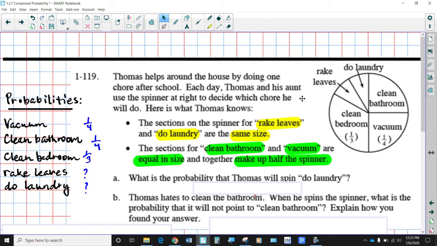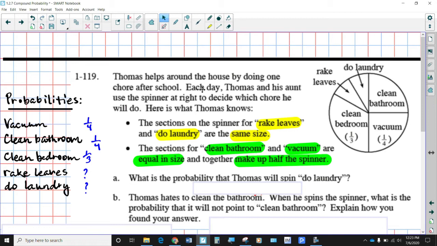I'm going to have you pause the video and please recreate this. This is like a spinner, okay? And it's got different sections. I'll read this out. Just listen to what I'm saying here, and then I want you to pause the video, and I want you to draw this out.